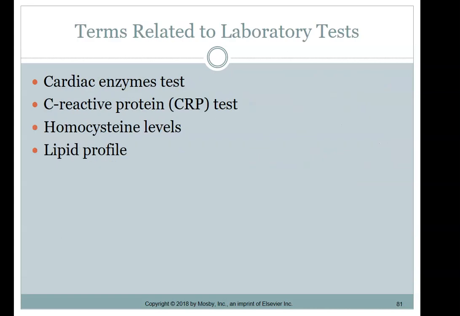Terms related to the laboratory tests. The cardiac enzyme test measures the amount of cardiac enzymes during a myocardial infarction. A CRP, or a C-reactive protein test, is a blood test to determine the degree of inflammation in the body. It's used to predict the risk of heart disease. The homocysteine levels are used to predict the risk of stroke and CAD. A lipid profile measures the lipids, which are your cholesterol and triglycerides, in the blood.